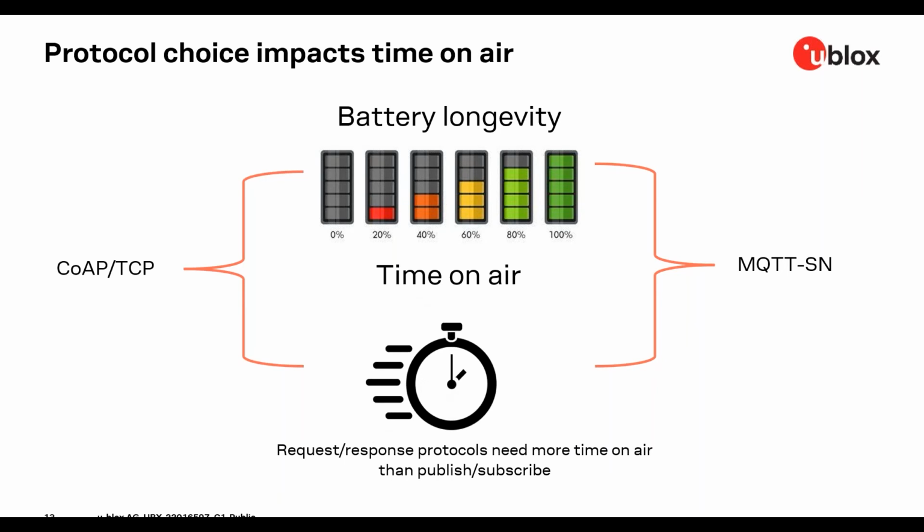Another way to think about this is time spent on the air. Request and response protocols such as CoAP or TCP, shown on the left, need more time on the air to transact those requests and responses. Whereas a publish and subscribe protocol like MQTT-SN needs less time on the air. So again, that time on the air is directly impacting battery longevity.